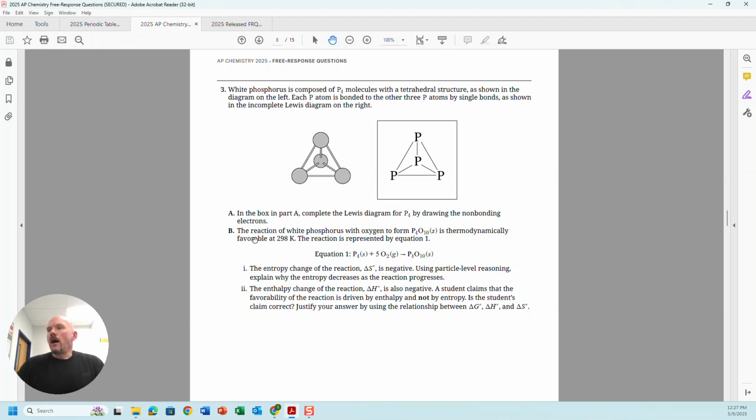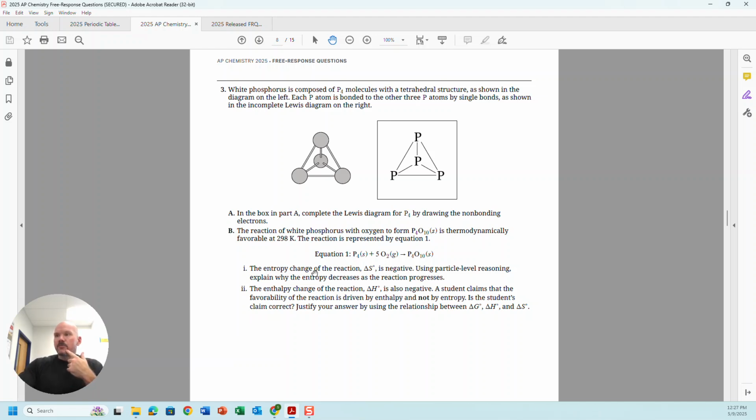Okay. In part B, it turns into a thermodynamics question, right? So it's talking about thermodynamically favored. So understand what that means right off the bat. As soon as you see the reaction's thermodynamically favored at that temperature, that means the equilibrium constant is greater than 1 at that temperature. That means that delta G is negative at that temperature. That means if we were talking about cell potential, the redox potential, it would be positive, right?